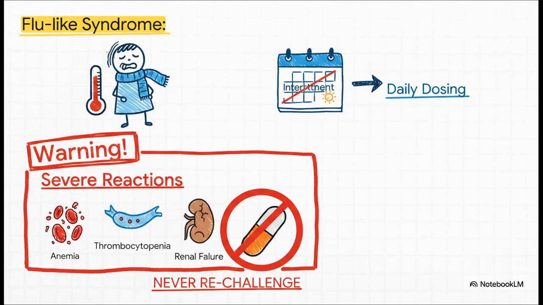So, what do these reactions look like? Well, the most common one is a pretty straightforward flu-like syndrome with fever, chills, and muscle aches. Often, you can manage that just by switching the patient to a daily dose. But there are much scarier, life-threatening reactions. An immune attack on platelets causing thrombocytopenia, an attack on red blood cells causing hemolytic anemia, or an attack on the kidneys causing acute renal failure.